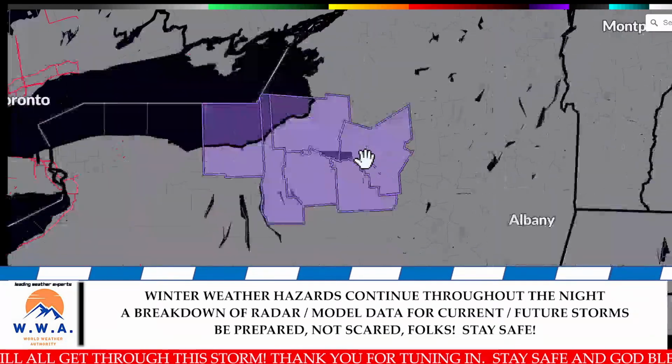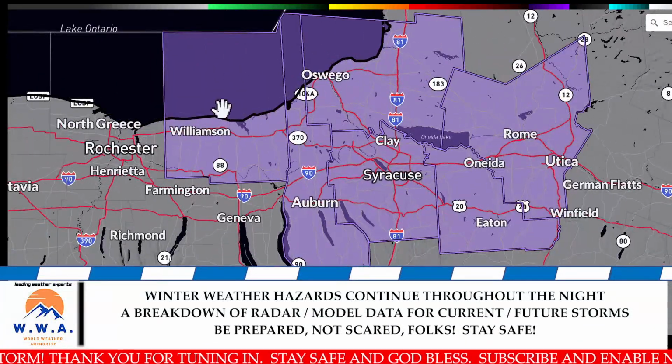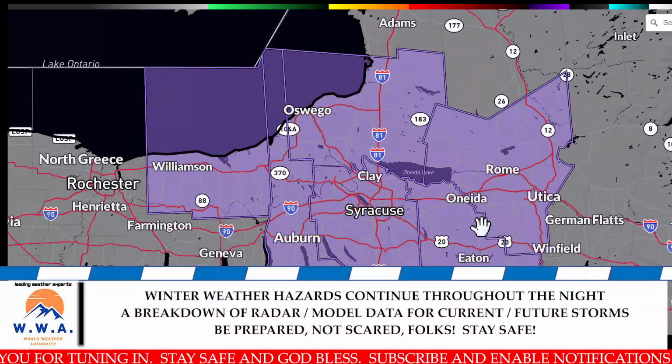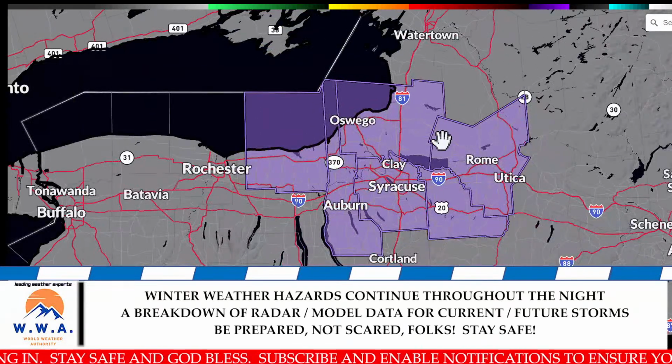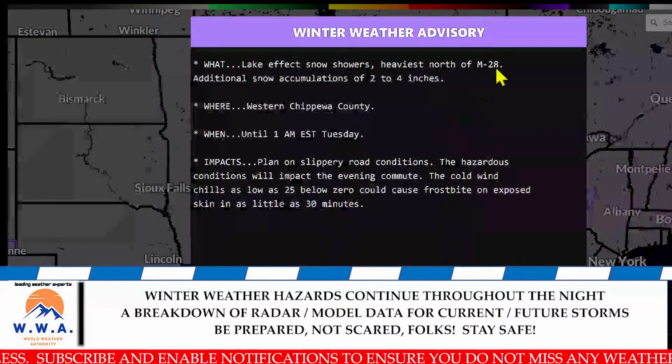This is over in New York here, guys. This is up near Syracuse, up through Oswego here, and Williamson, all the way through Utica and Eaton and Oneida here. So we're going to have to watch this very, very carefully. Let's actually move on to the north here. Let's check and see what we got going on.